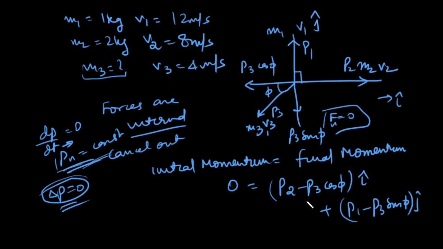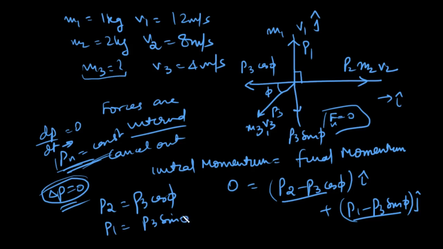Since this is 0, we can equate these two individual terms to 0. So we have P2 equal to P3 cos phi and P1 equal to P3 sin phi. Squaring and adding, we get P3 equal to root under P1 square plus P2 square. So we can easily find out M3 from here.